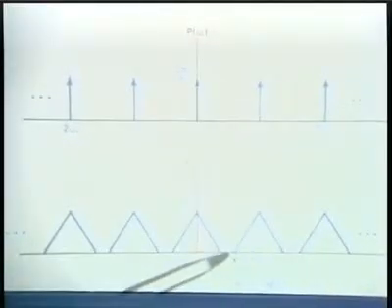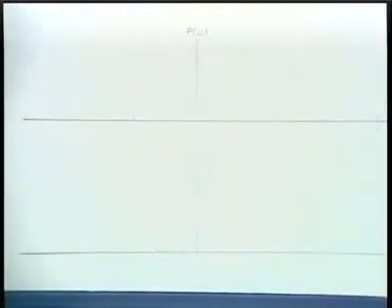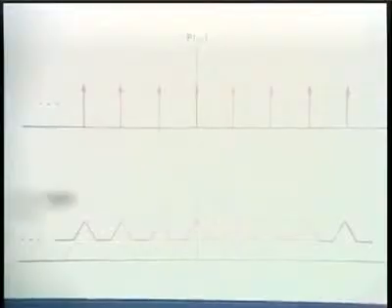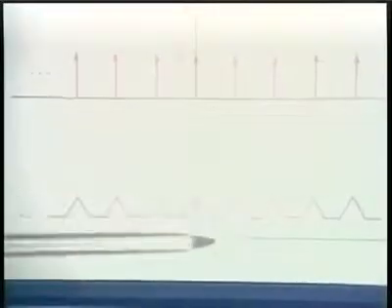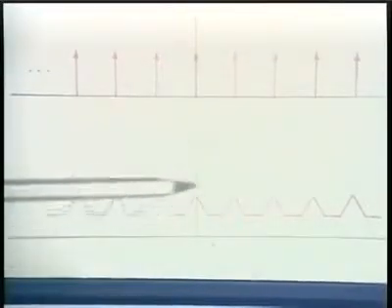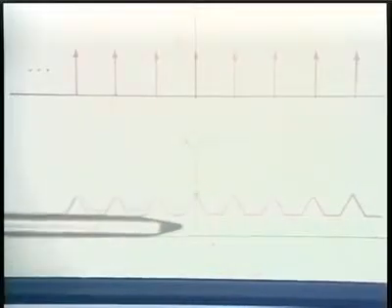Now, if instead this frequency, omega sub m, is greater than omega sub s minus omega sub m, we would have a spectrum that looked something more like this. And what's happened in this case is that because we have an overlap here, we've destroyed the ability to recover the original signal from the impulse train.